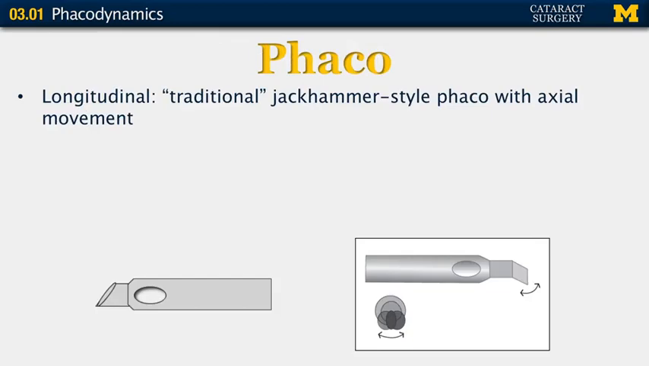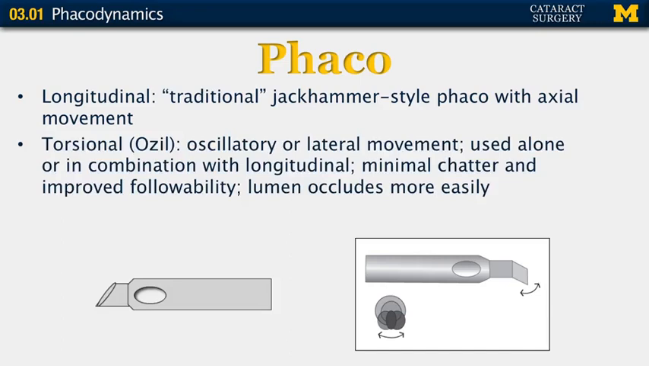So let's talk about some other ways that phaco energy can be modified. What we've been talking about so far is so-called longitudinal or traditional phaco, where there's really a forward and back jackhammer style movement, an axial movement of the phaco needle in the handpiece. But another way to modify this movement is to apply it with a torsional or so-called oscillatory movement, which is actually a lateral movement that we can see displayed in the lower right-hand picture here. And we can see the picture looking at the handpiece with this lateral movement going back and forth.